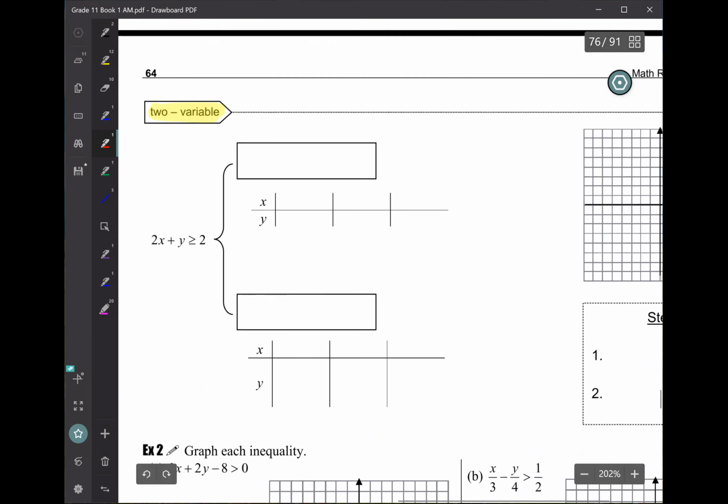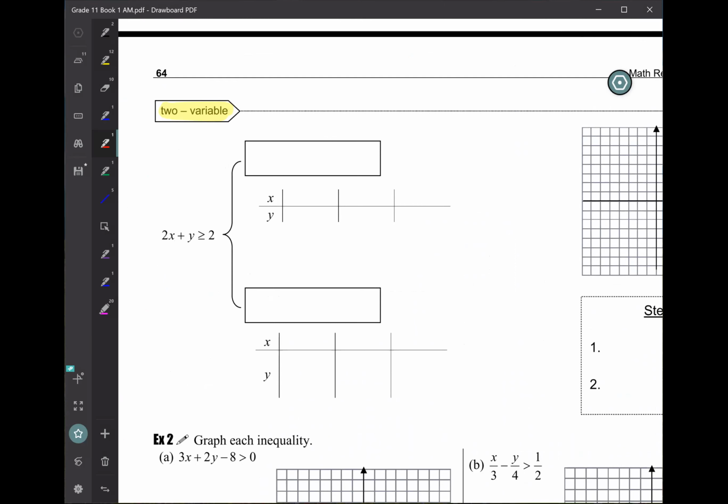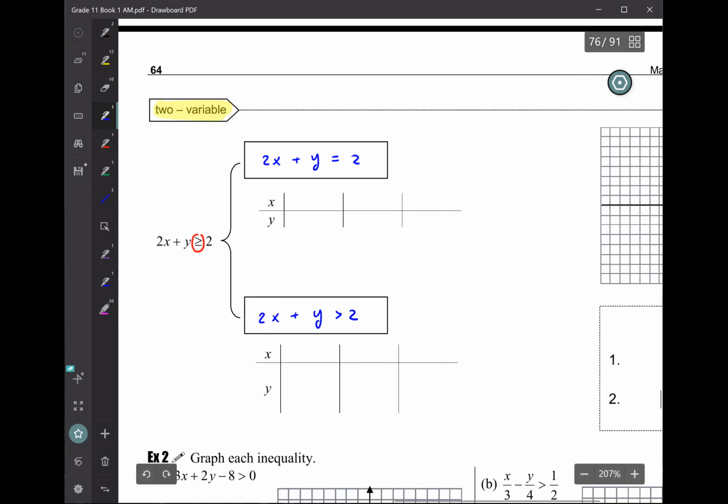So the example I have here is 2x plus y greater than or equal to 2, okay? We'll start with something easier. I'll split this into two parts. Greater than or equal, I can split into 2x plus y equal to 2, the part that's equal, and then the part that's greater, okay? And then we'll compare and see what's the difference. And then I'm going to just pick random numbers for x. The following is the table of values. So I will just ask you to give me 3 random numbers.